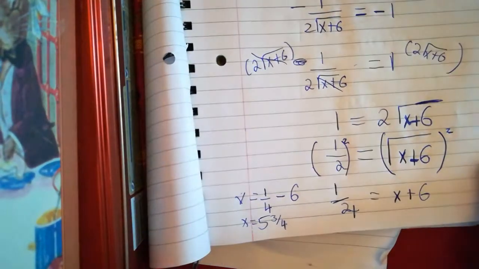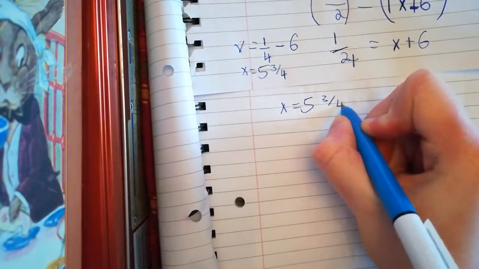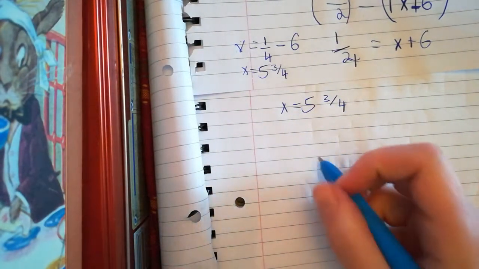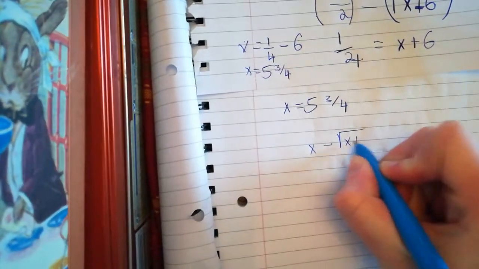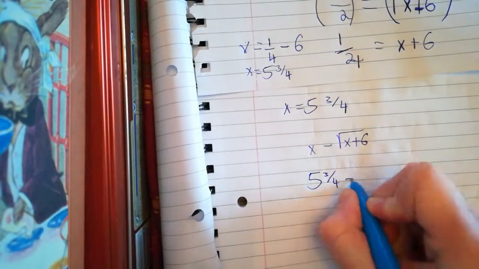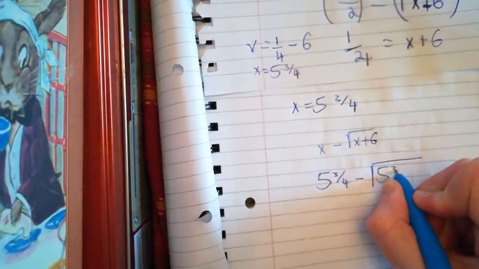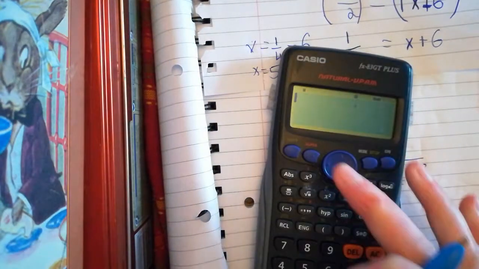But it asks to find the coordinates of the turning point of my function. So at my turning point, my x value is 5 3/4, and to get my y value, I'm going to have to sub that back into my original equation. So my original equation was x minus the square root of x plus 6. I'm going to sub in 5 3/4 plus 6, and see what I get.